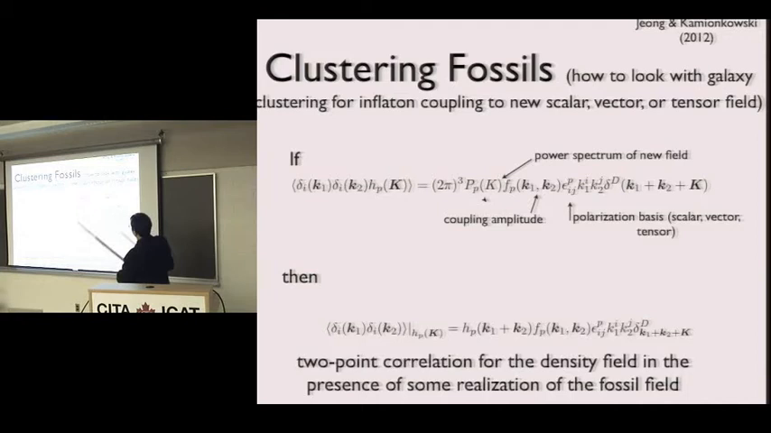We parameterize, most generally, the coupling to the new field in terms of a density-density-fossil field three-point function: delta K1, delta K2, H of capital K. Statistical isotropy for the entire system requires that we have this momentum-conserving delta function. There's going to be some power spectrum, P sub P, for the new field of polarization P. There's going to be some clustering amplitude, or three-point correlation function, F sub P. And then there's going to be a polarization vector that dots into K1i, K2j.